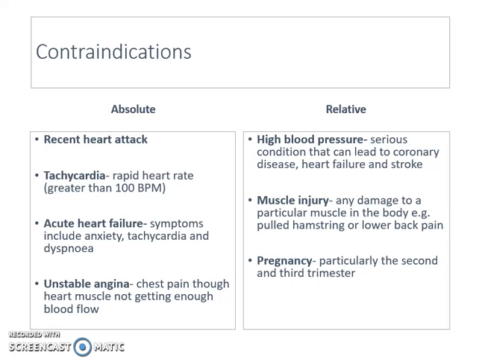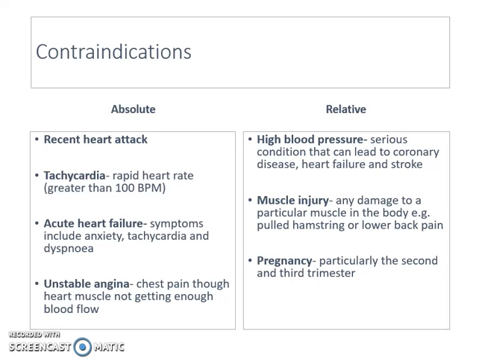Another relative contraindication is muscle injury. It could be any damage to a particular muscle in the body, like a pulled hamstring that obviously prevents what someone can do. Someone with a pulled hamstring, a football player, obviously wouldn't be able to play football while they still hold the injury. But they could still go to the gym and do upper body work, as long as it's not causing any strain or damage to their damaged hamstring.